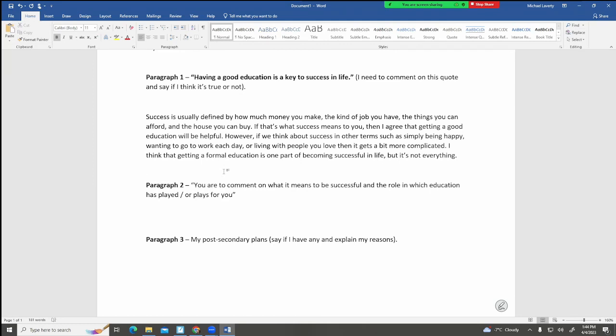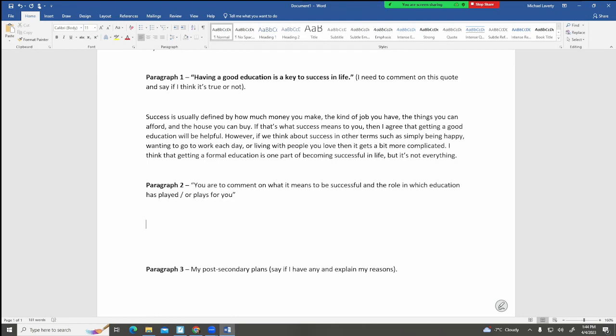So even though I have my high school diploma, I need to sort of think back to what it was like when I was on my way to graduation. So the second paragraph is you are to comment on what it means to be successful and the role which education has played or plays for you.